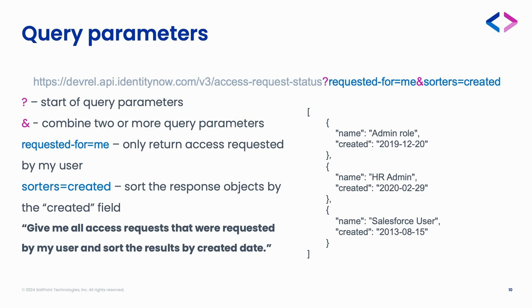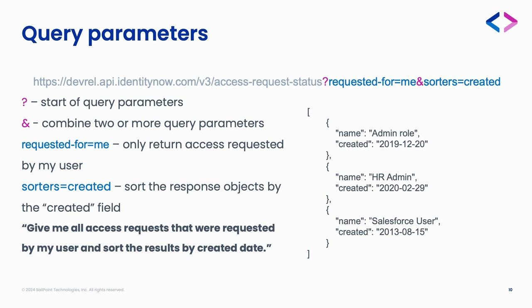Now, query parameters are very dependent on what the API server is implementing. So it's not the same for every API that you may be interacting with. SailPoint has a standard set of query parameters that almost all of our endpoints use, but each endpoint may also implement their own specialized query parameters just for that endpoint. So it's always important to read the API specification to figure out what query parameters are available for that endpoint.